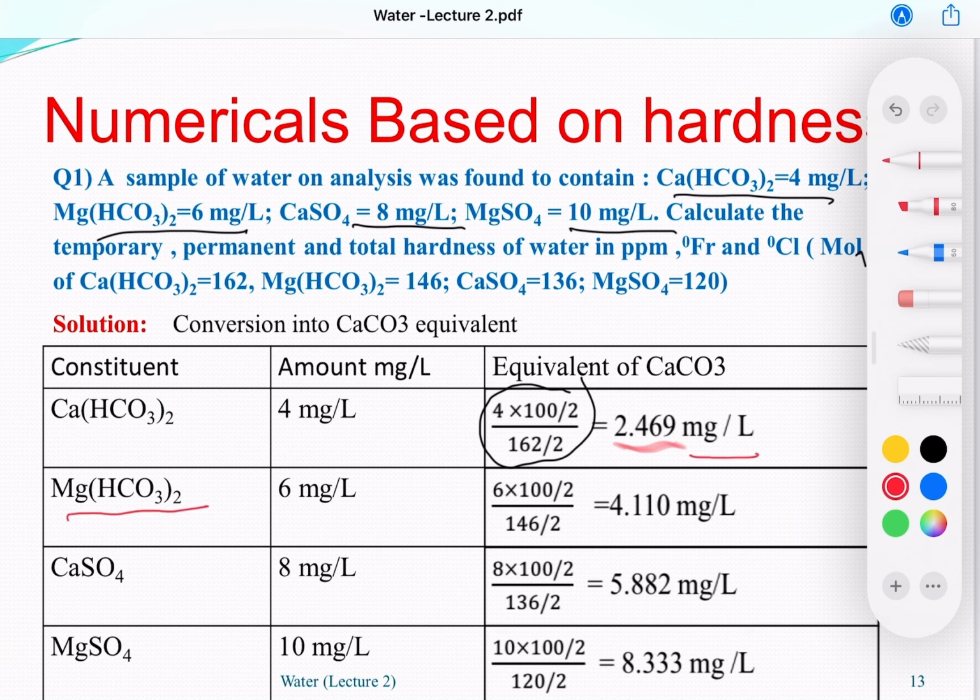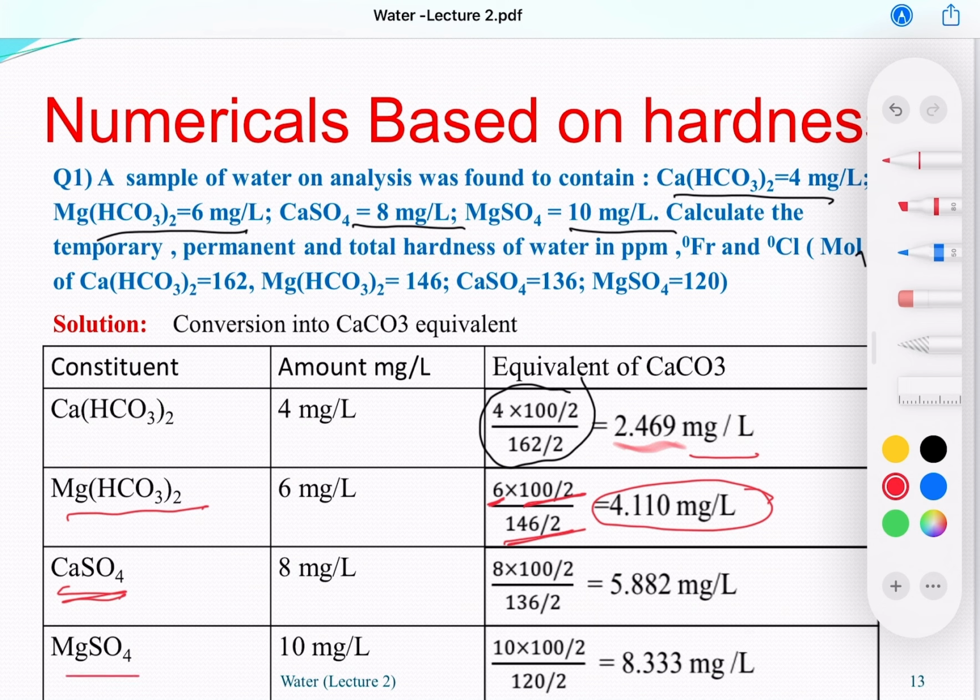Similarly, when you convert magnesium bicarbonate, the weight of the hardness producing substance is 6. Equivalent weight of CaCO3 is 100 by 2. Equivalent weight of magnesium bicarbonate is 146 by 2. So when you solve it, you get 4.110 milligram per liter. Similarly, calcium sulfate, when we convert, it is 8 into 100 by 2 divided by 136 by 2. We get 5.882 milligram per liter.